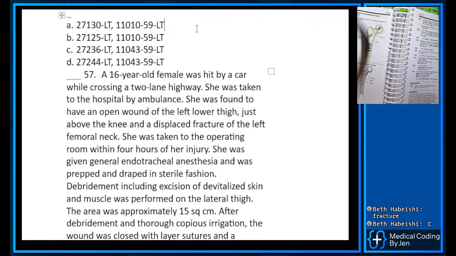Yep, we'll be at the fracture for sure. What's the difference between 27236 and your 44?